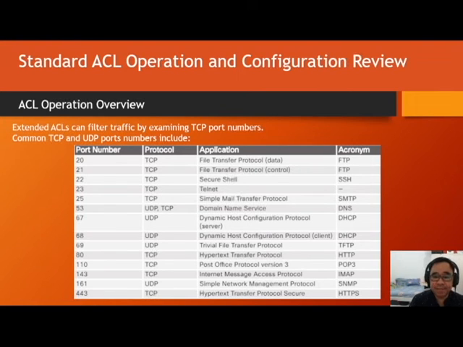Extended ACLs can filter traffic by examining TCP port numbers. Common TCP and UDP port numbers include these. You can see from the list port numbers 20, 21, 22, 23, and so on. We have TCP, UDP, TCP. Okay, so for port 20, we have FTP, file transfer protocol, and port 21 is also file transfer protocol. Okay.